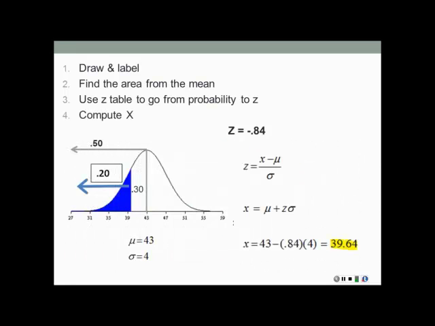So we can compute x. What I've done here on this first part, I've just written the formula for z, and then I've solved for x. Of course, you can reason this out. Z is the number of standard deviations from the mean, so we're going to go 0.84 standard deviations below the mean. So 43 minus 0.84 times 4, the standard deviation, will give us 39.64. That's the 20th percentile.